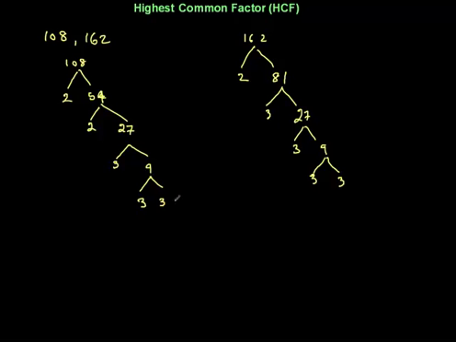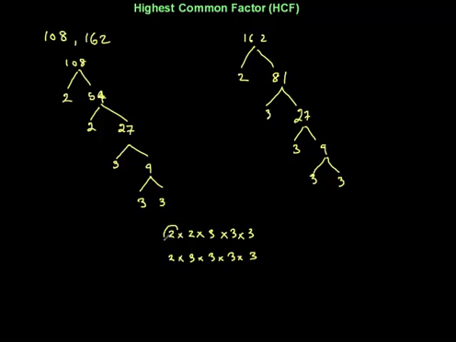I will write down these prime factors as a list. So 2 times 2 times 3 times 3 times 3, quite a few 3's there. Then I write down these prime factors, which means it's 2 times 3 times 3 times 3 times 3. Right, how many prime factors are common? The product of those common factors would be the highest common factor.